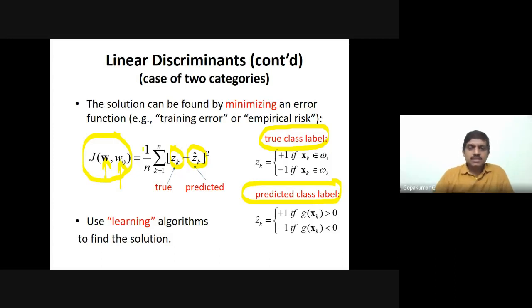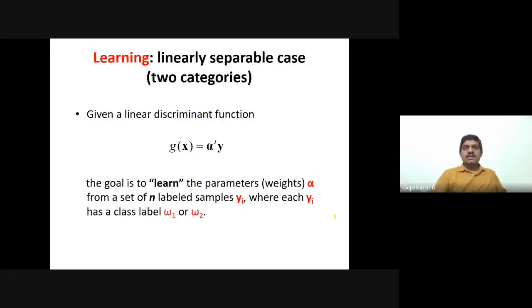Now we have to use learning algorithms to find the solution. That is also easy to understand. These slides I have taken from the internet; I think they are with respect to the textbook Pattern Classification by Duda, so you can also get the same presentation. They may have used different terminologies and labels, which is fine. So assume that we have a linear discriminant function.